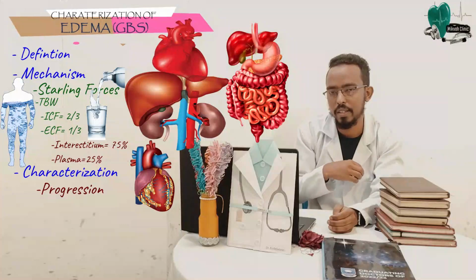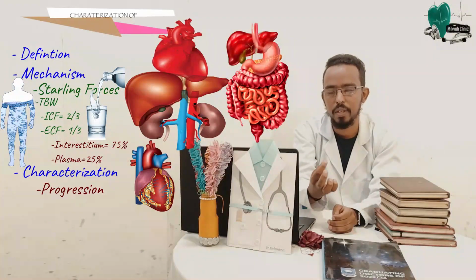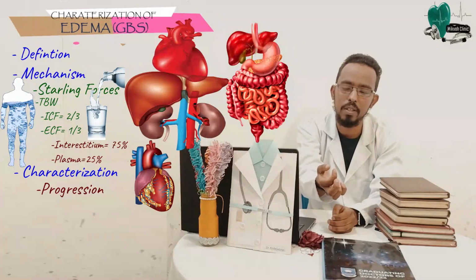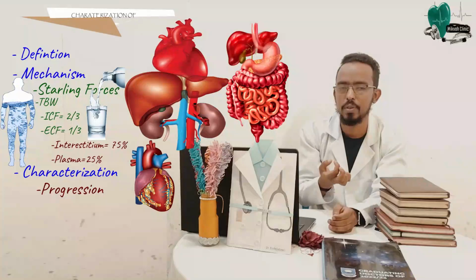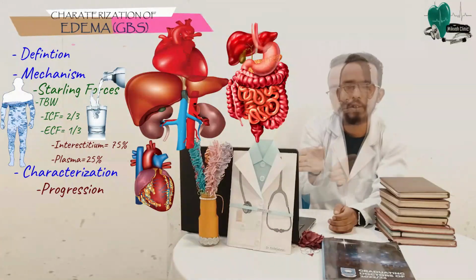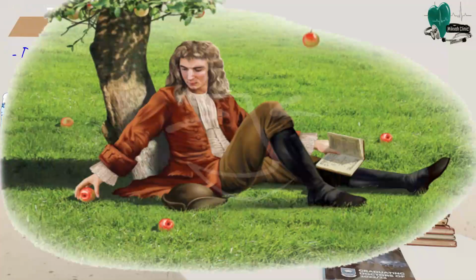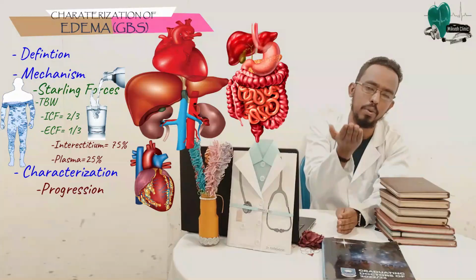So there will be an increase in pressure in the venous system, and the increased pressure in the venous system will be transmitted back to the capillary. So the capillary hydrostatic pressure will increase, and the fluid will leak out into the interstitium. This is supported by the gravitational force. For that reason, it is gravity-dependent edema. That's why in patients with heart failure, the swelling begins from the leg and progresses up.